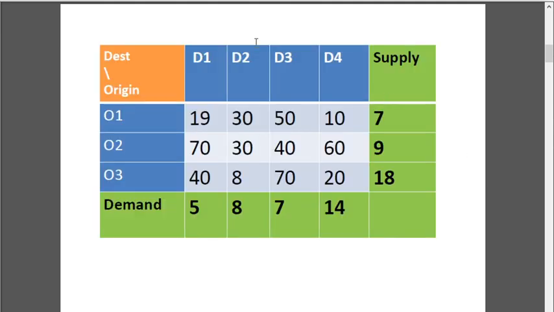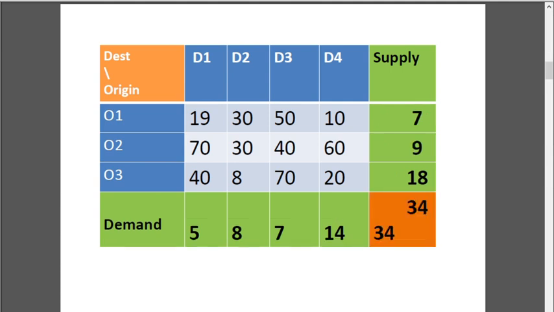The same problem which we had discussed for the northwest corner method has been taken, wherein we have the four destinations and three origins. So the supply for all the three origins has been given, and the demand at all the four destinations has been given. And this is a balanced problem wherein the number of units of supply available is equal to the units of demand required at the different destinations.